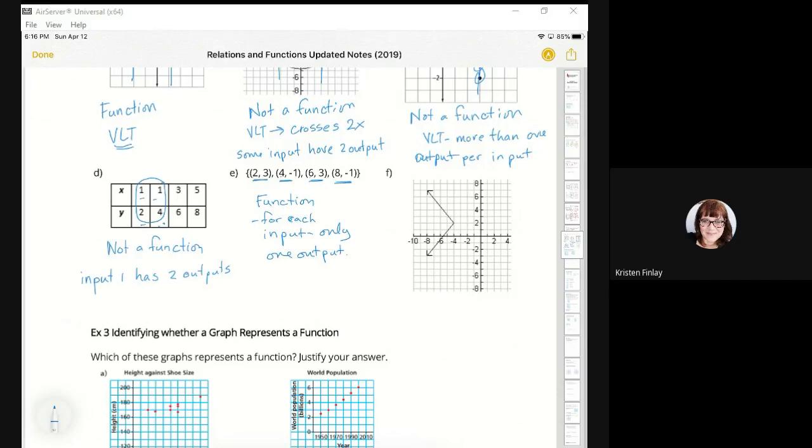Next one, F. I can use my vertical line test. If I draw a vertical line here, crosses twice. So this is not a function. Okay. So it fails the VLT. Okay. All righty.